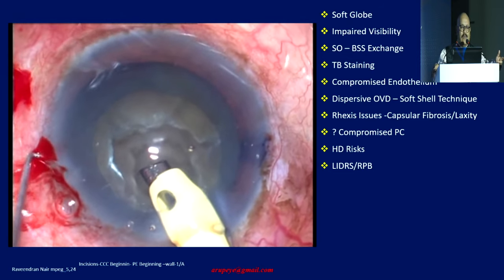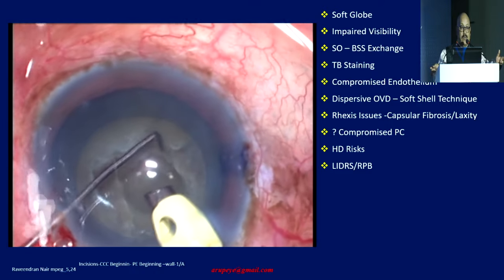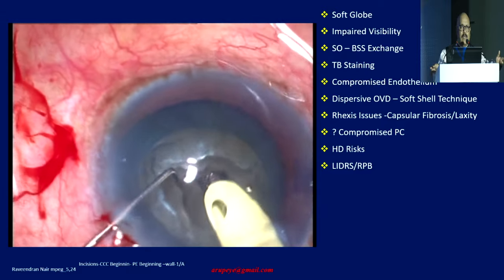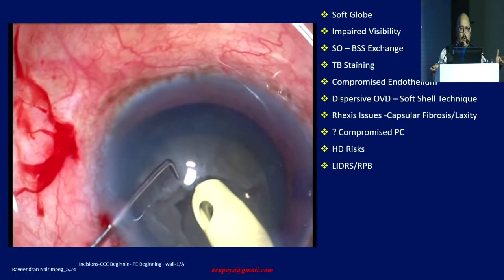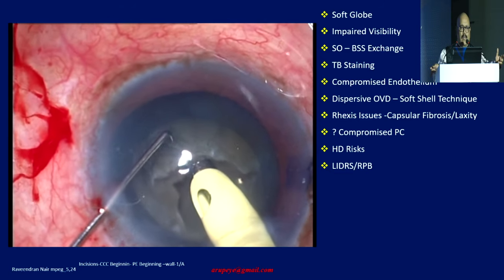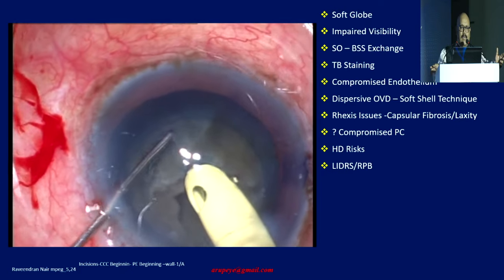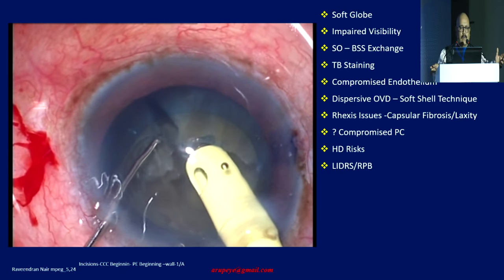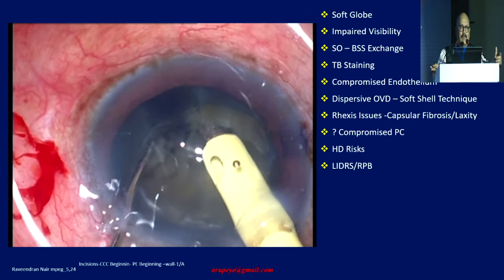Now, I didn't go for a direct chop here, so I'm not really sure about the zonular status here. So I made a deep well, went to the bottom of the well and used a chopping technique. This is an oblique chopping that is happening. After you engage the nucleus with the Chang chopper, initiate the chopping in the periphery and gradually bring it to the center.